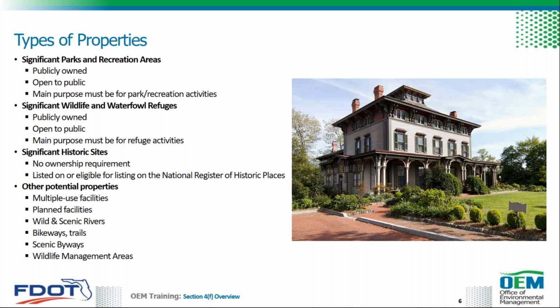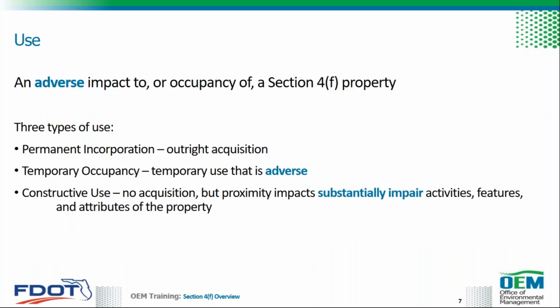Other property types that may qualify for 4F protection include multiple use facilities, planned facilities, bikeways, trails, or wildlife management areas. If there will be a use of these properties, there's going to have to be some additional research and coordination with the OWJ and with OEM to determine if Section 4F actually applies to those properties.